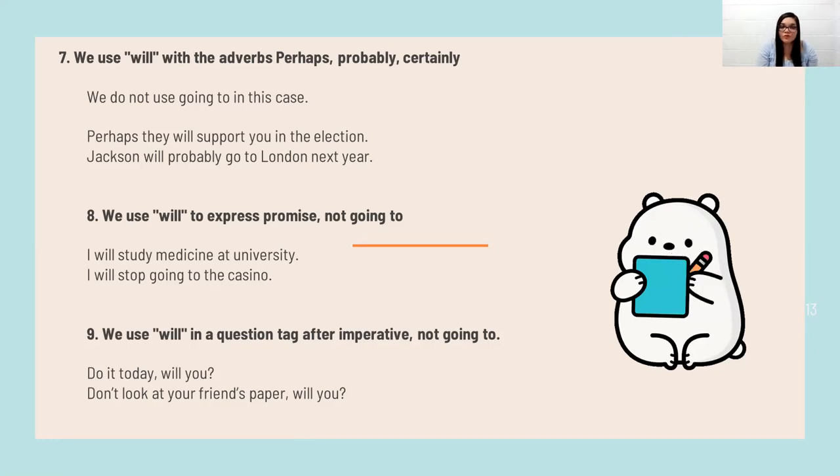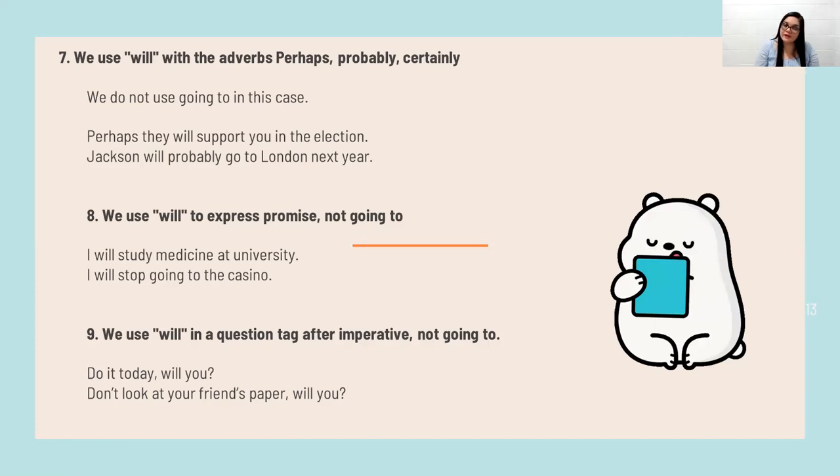We use will to express a promise, not going to. I will study medicine at the university. I will stop going to the casino. I will stop eating sweet bread because I have gained a lot of weight. Promises. You express promises using will.